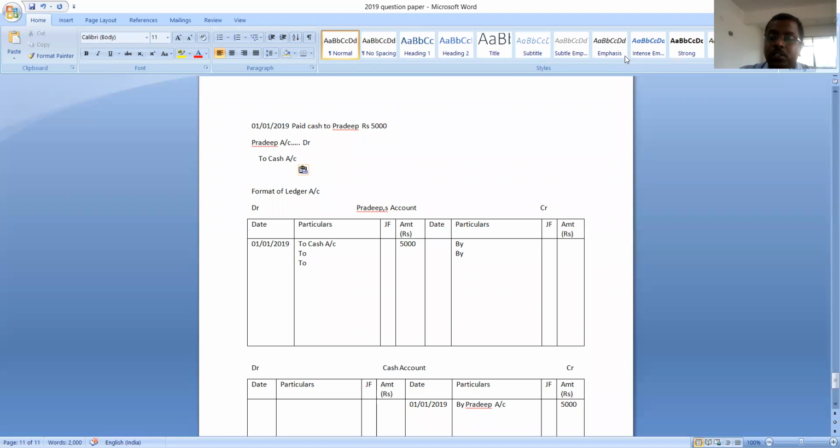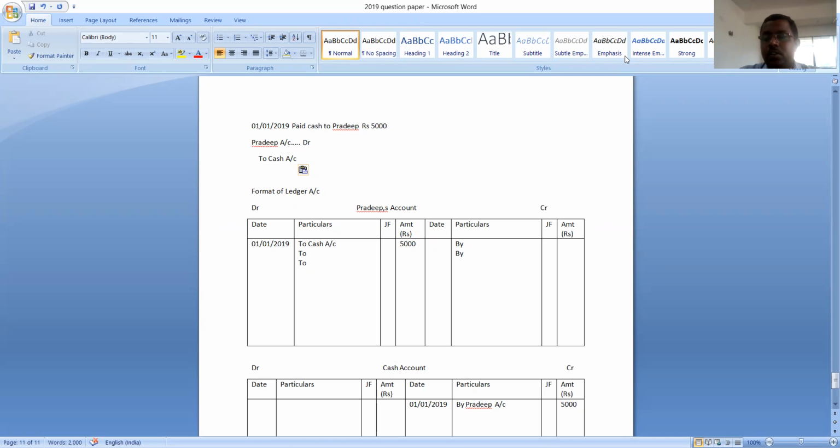As we all know, it is a book which is prepared with the help of journal. So journal is the base for preparation of this particular book, and this book is the base for preparation of the trial balance of the company. And in ledger, we will record transactions on a periodical basis. So these are certain important features of ledger.